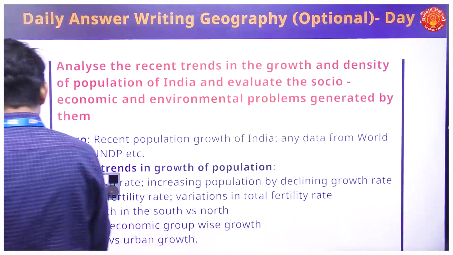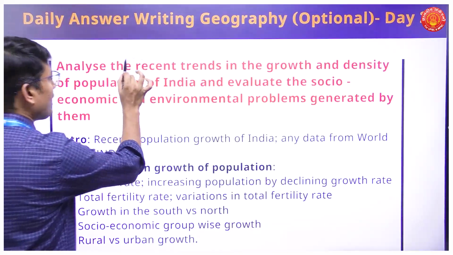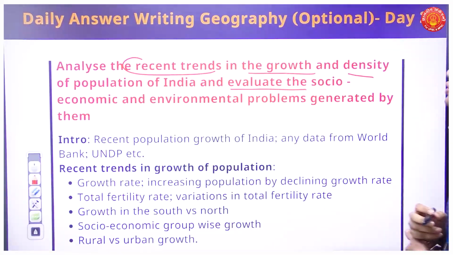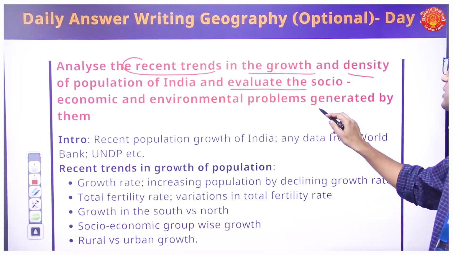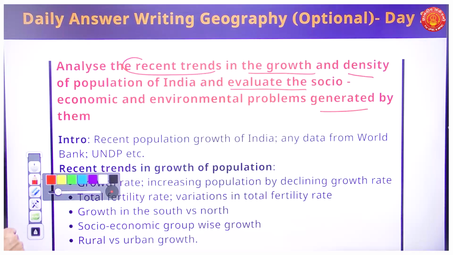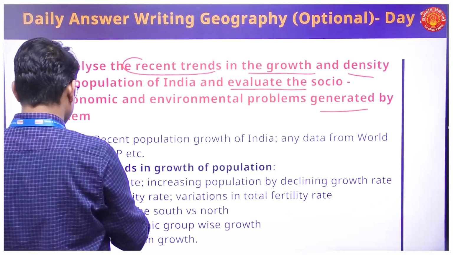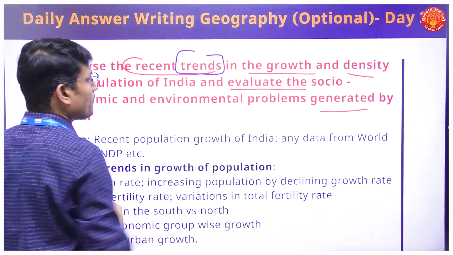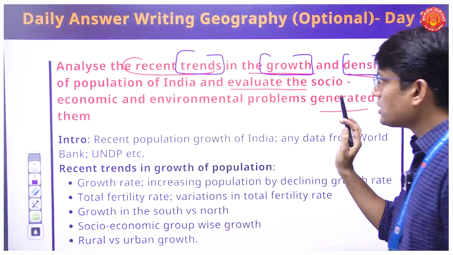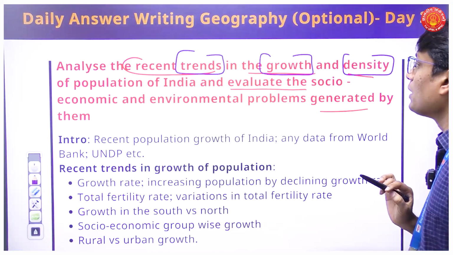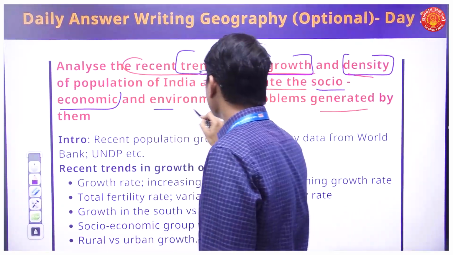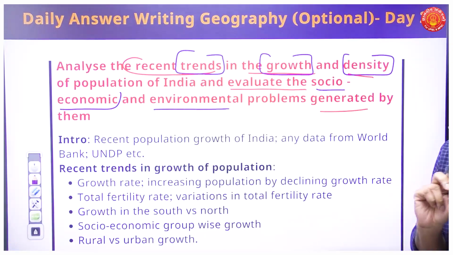Now when it comes to this question, this question is asking, analyze the recent trends in growth and density of population of India and evaluate the socio-economic and environmental problems generated by them. Now just understand what all you are supposed to identify. So you are supposed to talk about the trends, fine. Trends of what? Trends of growth and density, fine. So these are the trends you are supposed to highlight or identify, and then you also have to identify the socio-economic and environmental problems which are coming out of this.